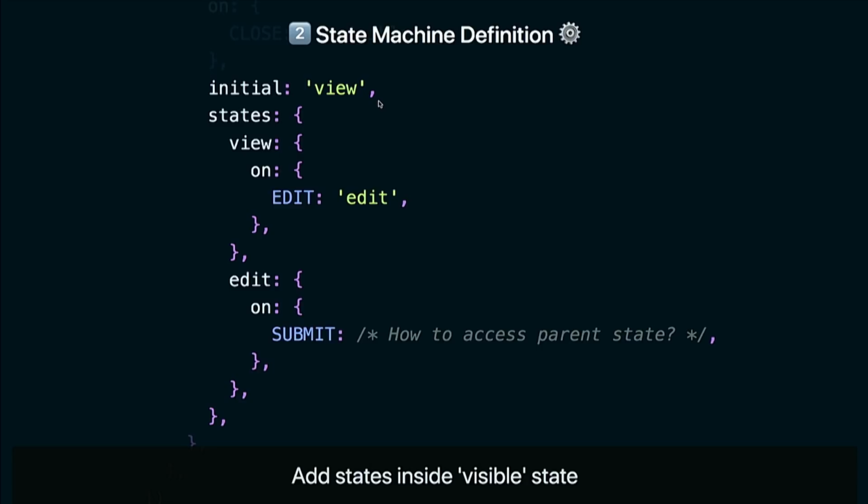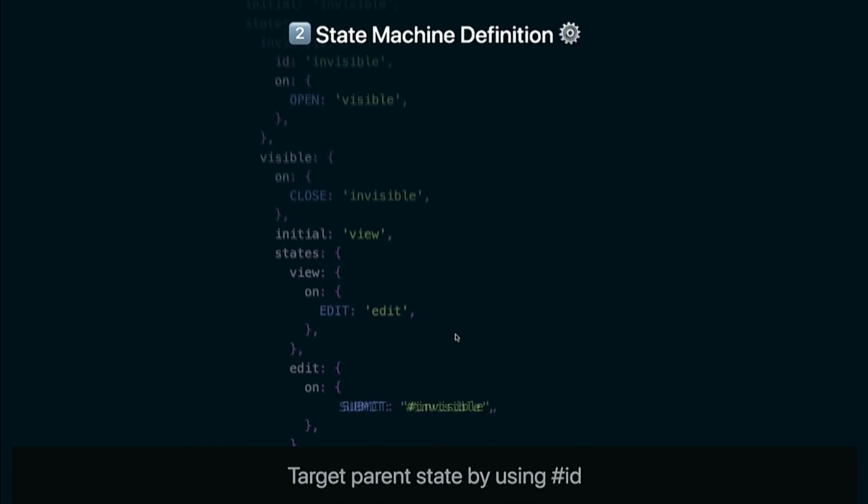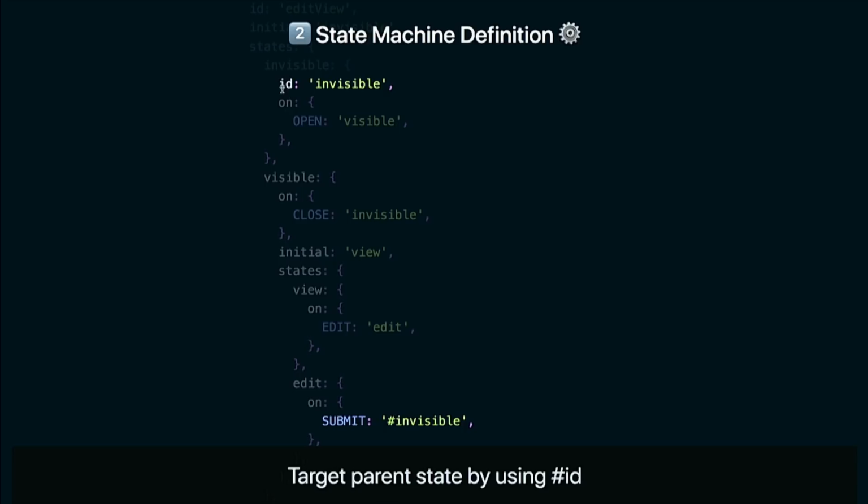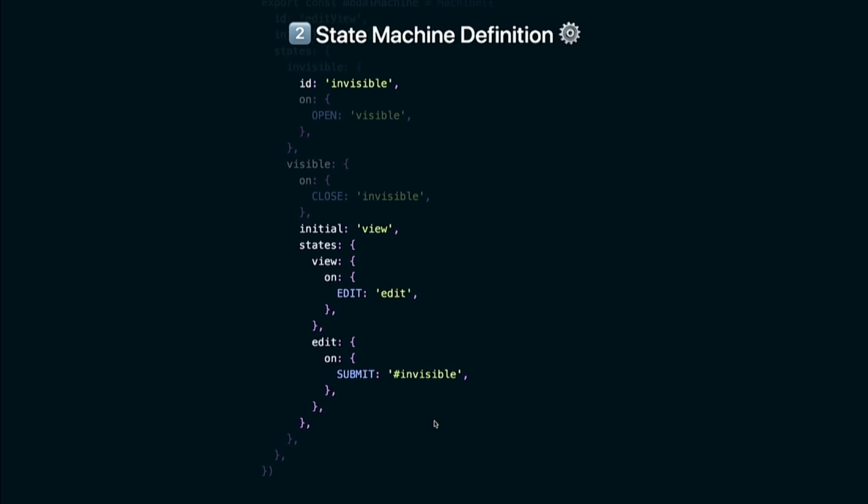And inside the visible state, we have a view state, which is the initial state. And then we can go to the edit state. But then from the edit state, we need to go to the parent state, right? By default, when it accesses a state, it can only access its sibling state. So how do we access the parent state? Luckily, XState provides a way to do it by defining an ID on a parent state or any state or anywhere on the machine. And then we can just refer to that ID by putting a hash in front of it. So this is our state machine definition.